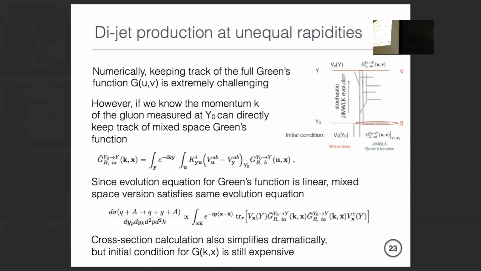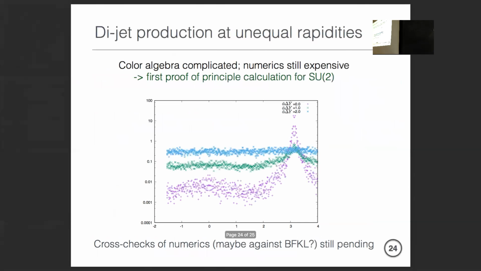And actually the evaluation of the cross section also becomes a whole lot simpler, right? The cross section is basically just given by tracing out, or squaring, the matrix element involving the scattering of the original projectile and this evolved Green's function to produce the gluon. Okay, good. So then you can go ahead, code this all up, and start to see what this looks like. And this is still very complicated.